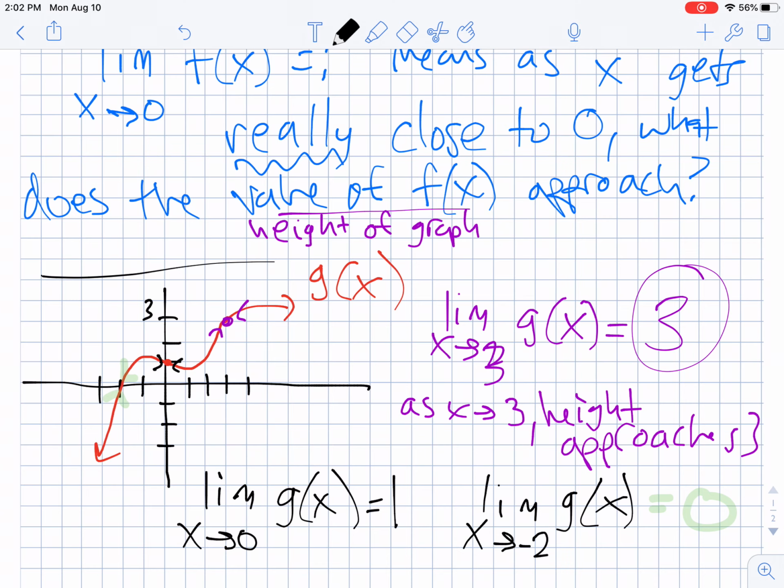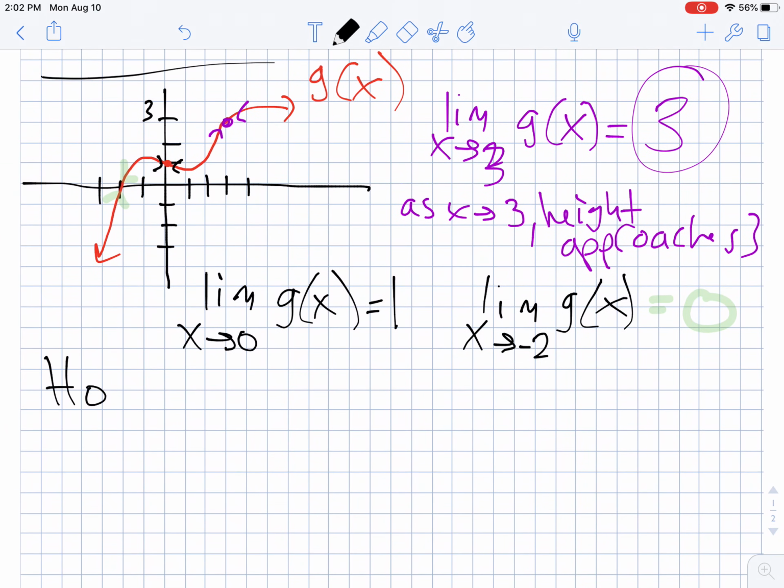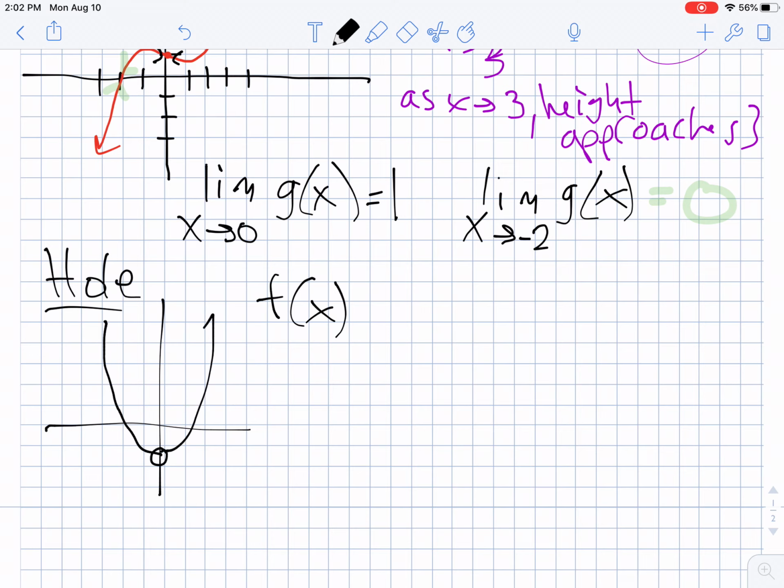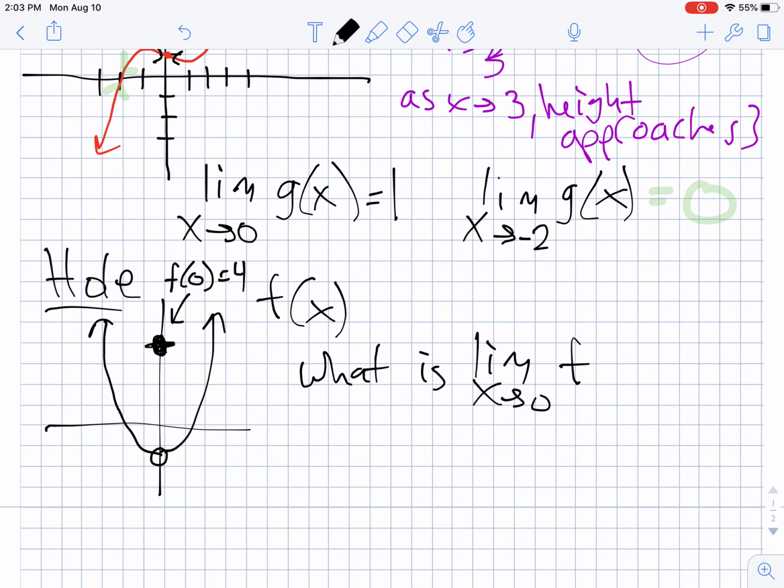So let's start talking about some weird cases. Let's look at an example where we have a hole. I'm going to draw another function here, f of x. This function looks very similar to a parabola, except it has a hole at the point right there at 0, and at that point we're going to have a value of 4. So of course, that means the actual value of f of 0 is 4. But for everything close to 0 and everything except 0, it's going along this parabola curve. So the question we have is, what is the limit as x approaches 0 of f of x?